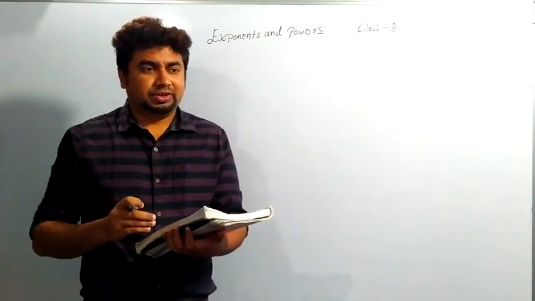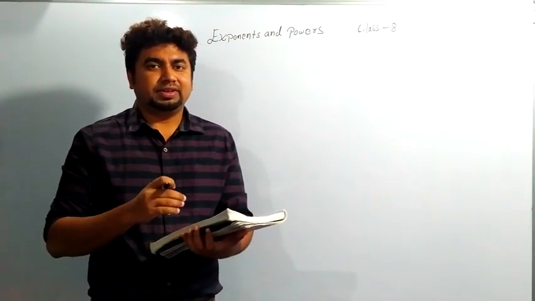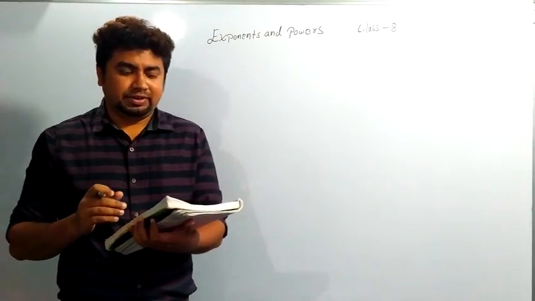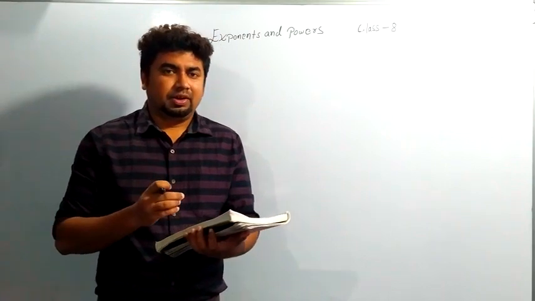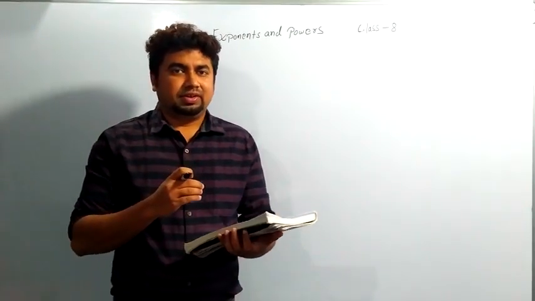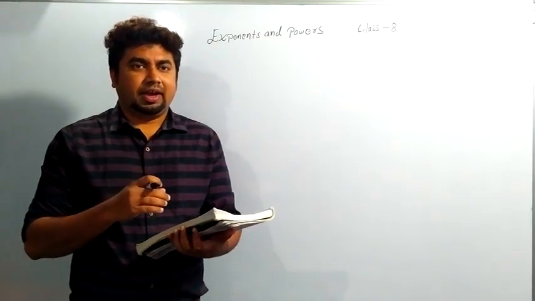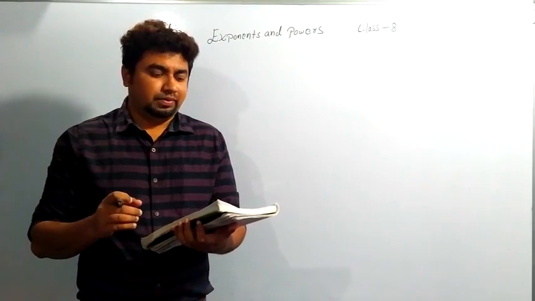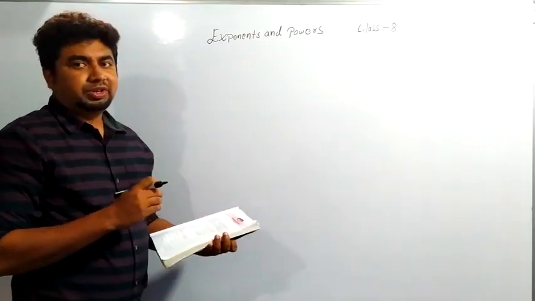First term is exponent. When a number is multiplied by itself, that is known as exponent, or we can say it is a power. The number itself is called the base, and the number of times a number is multiplied is known as the power, or we are saying it as an exponent or index.